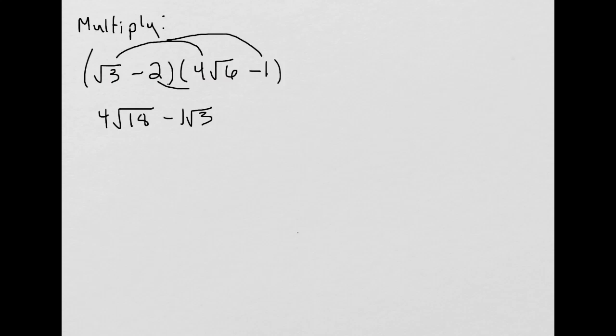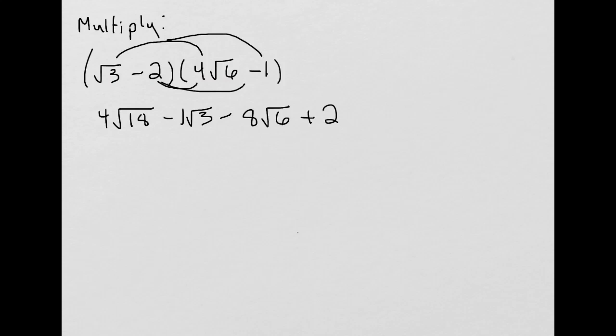And then the second part is I need to distribute this negative 2 through. So negative 2 times 4 square root of 6. I'm going to multiply the negative 2 and the 4 together. That's 8. And then I just end up with the square root of 6 behind. And then negative 2 times negative 1 at the end is plus 2. So that's my first step.